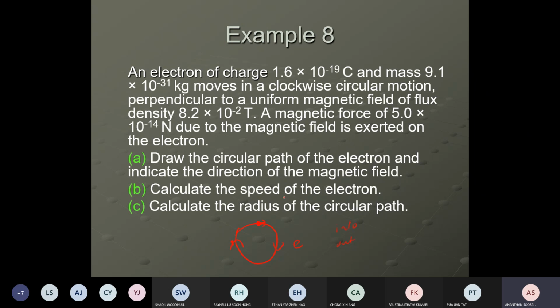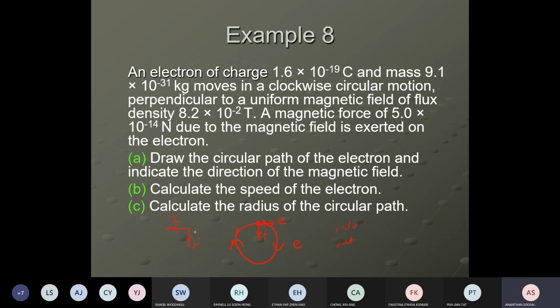Okay, so one of you said into the page. The electron is moving to the right, which means the current is to the left. So the force is definitely downwards because it's making a circle downwards. So where's your B? FBI. Your thumb is down. Yeah, it's into the page, right?